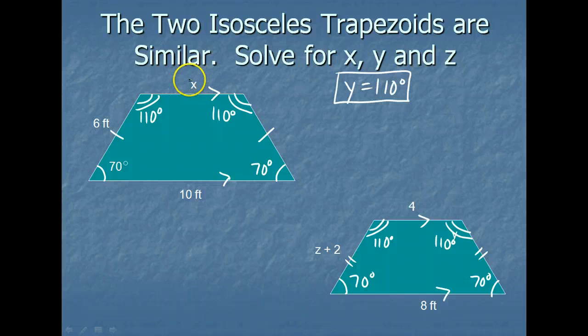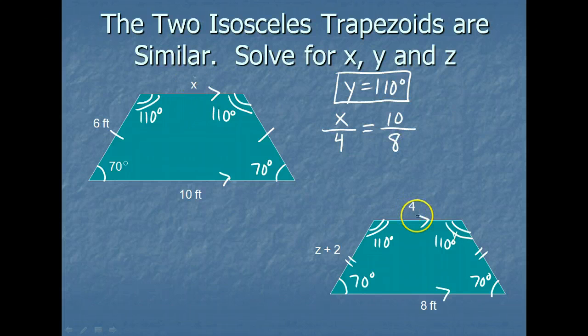Let's look at solving for x. X is a side of the trapezoid, and sides between similar shapes will be proportional. So to solve for x, I need to set up a proportion. I can set up this proportion a couple different ways, but I want to set it up consistently. X is going to be proportional to side 4. Now I could use 6 and z plus 2, but then I'm going to introduce another variable. So I don't want to use these 2 sides. I want to use 10 and 8.